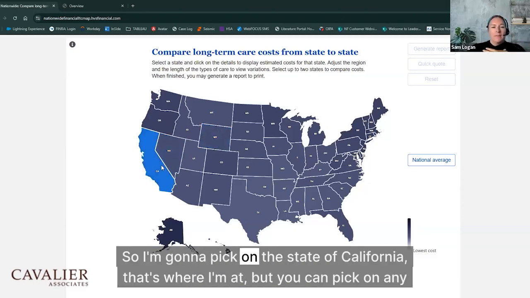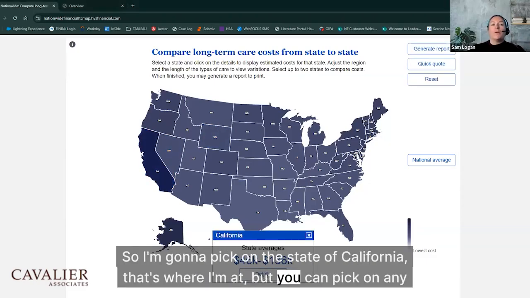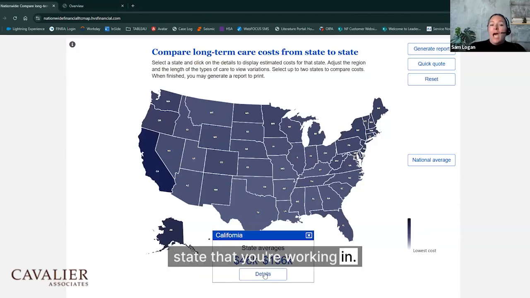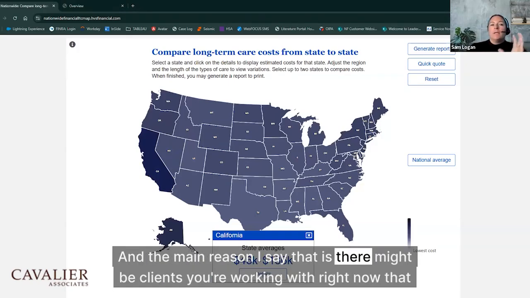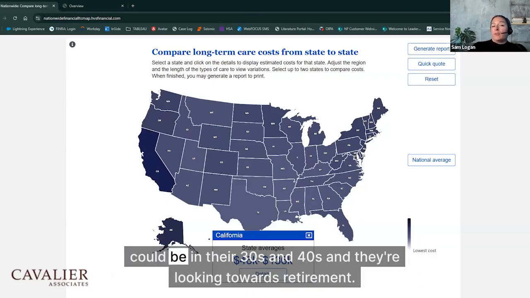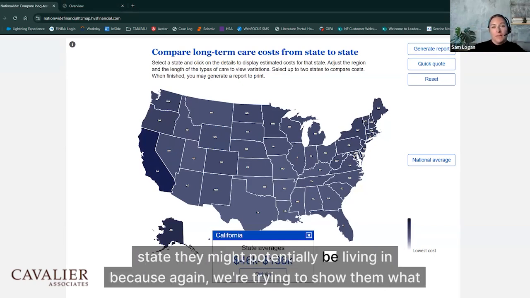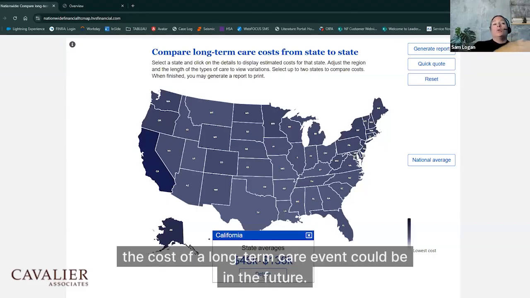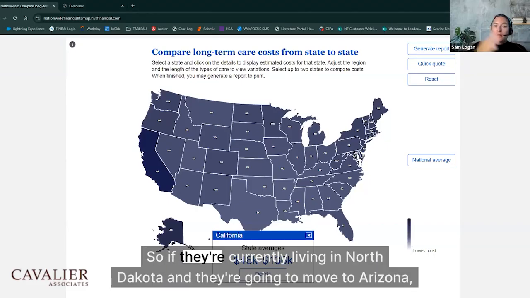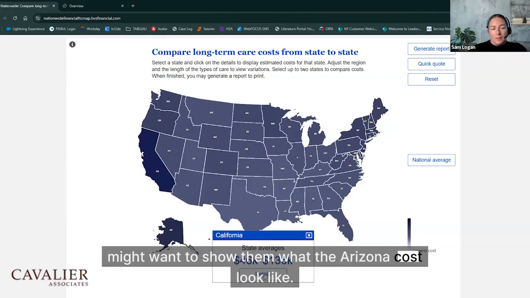So I'm going to pick on the state of California. That's where I'm at, but you can pick on any state that you're working in, wherever your clients might be living. The main reason I say that is there might be clients you're working with right now that could be in their 30s and 40s and looking towards retirement. If they're planning on moving to another state for retirement, I like to highlight the state they might potentially be living in, because again, we're trying to show them what the cost of a long-term care event could be in the future. So if they're currently living in North Dakota and they're going to move to Arizona, you might want to show them what the Arizona costs look like.